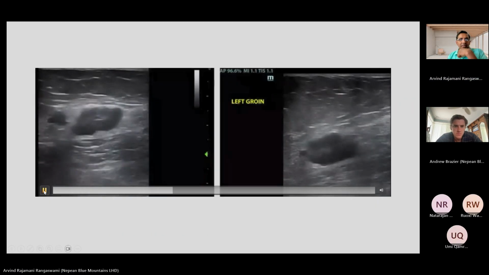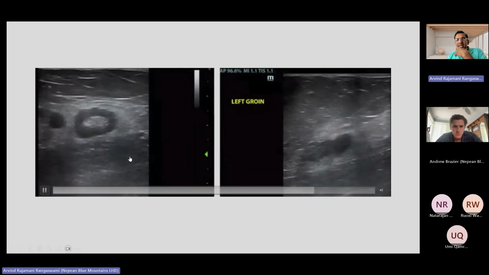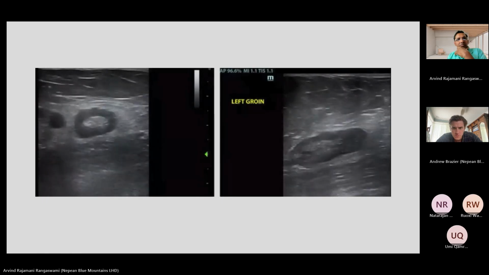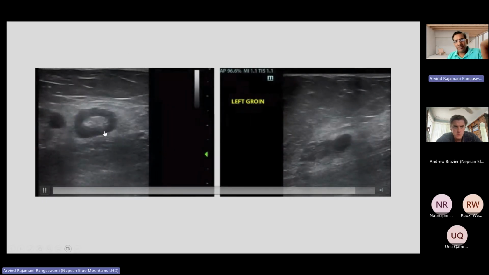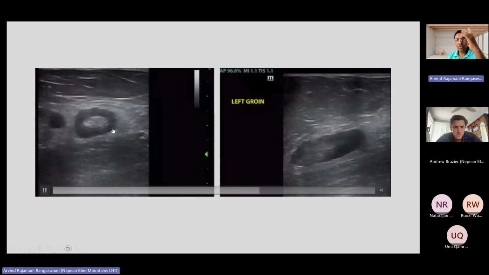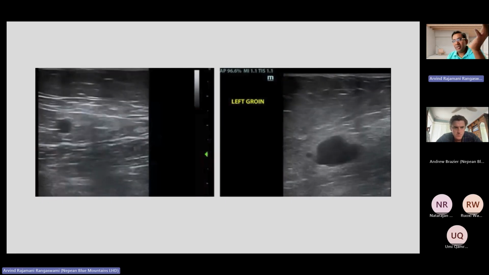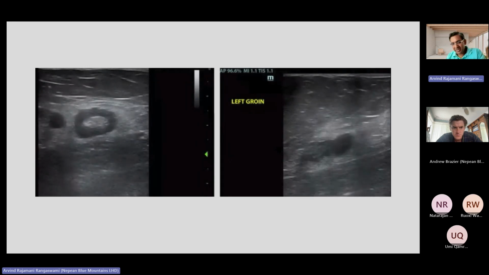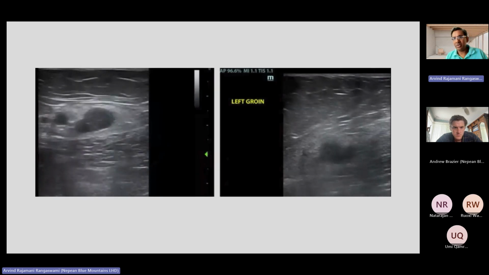Then this is another thing that they mistook for a lymph node, but when you're doing a longitudinal scan, it was actually a vein. It was nice and longitudinal, and therefore it was misunderstood.